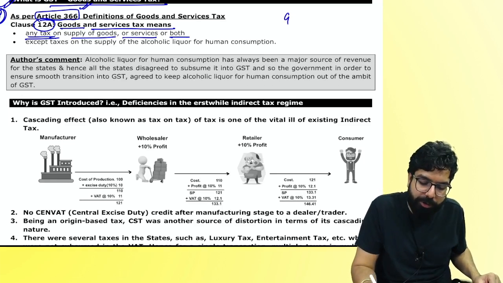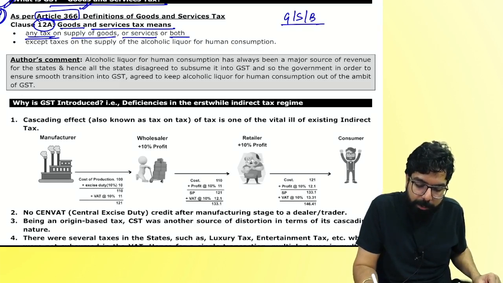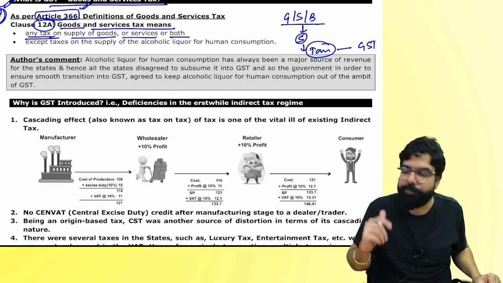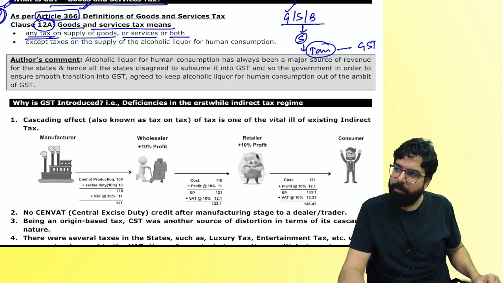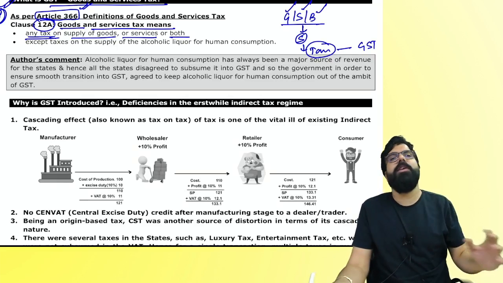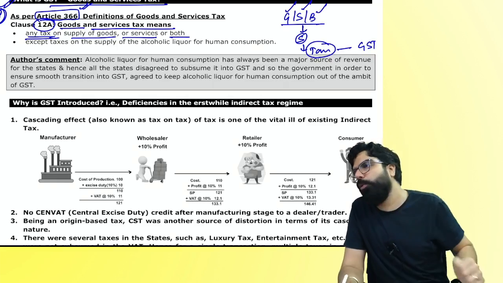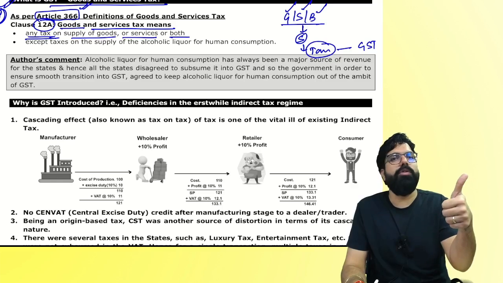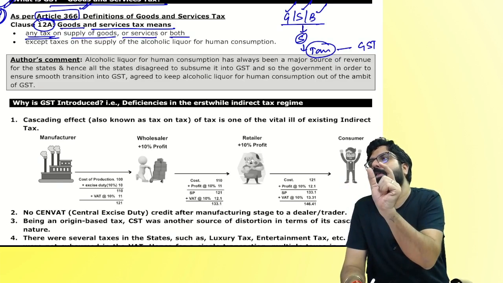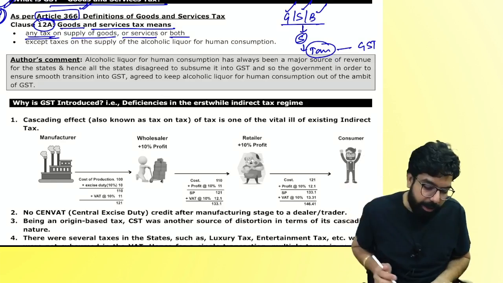Sir, whenever goods, services or both are supplied, one tax will be charged, and that tax's name is what, everyone? GST. Goods we understand, service we understand. What do you mean by both? A combination of goods and service. For example, you came to the class; I am giving you goods, which is books, plus I am giving you service also. So it's a combination of goods plus service.